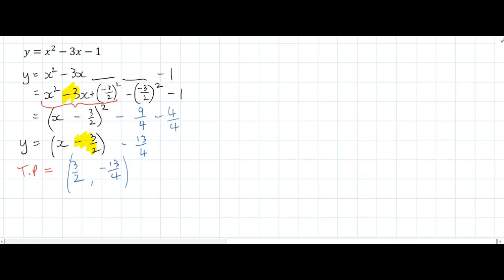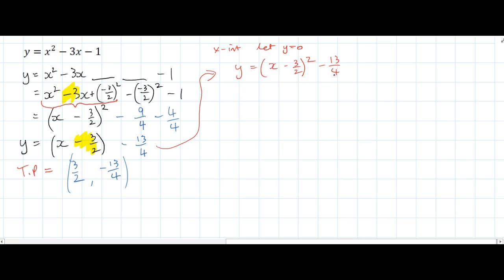Okay, the second part of this is the x-intercepts. So for the x-intercepts, we let y equal 0. We've already completed the square here, so I'm going to use that version down there. I'm going to rewrite that: y equals x minus 3 on 2 all squared minus 13 over 4.